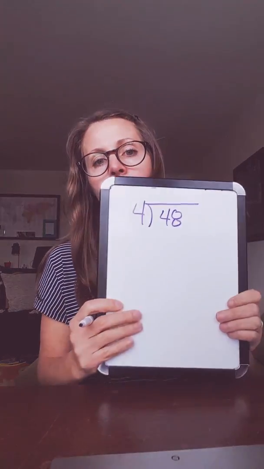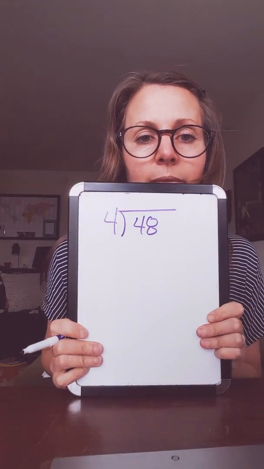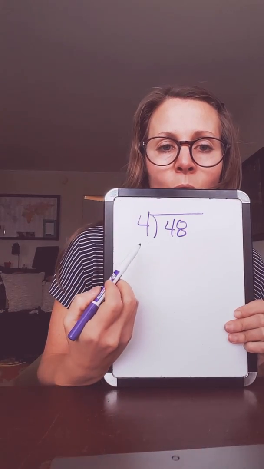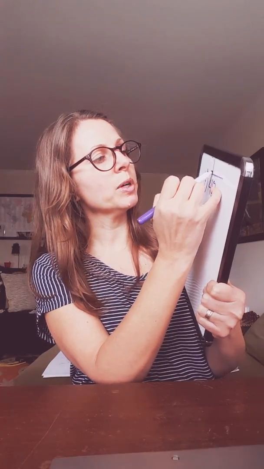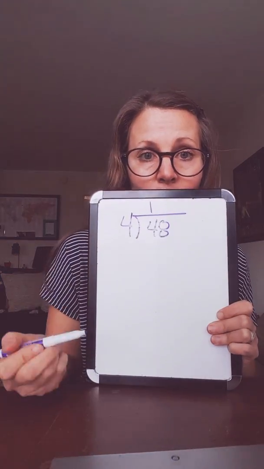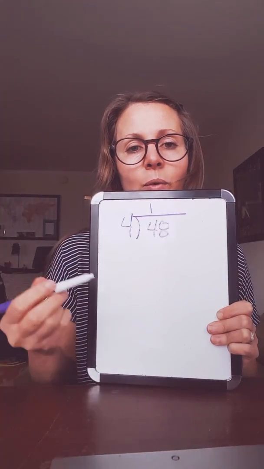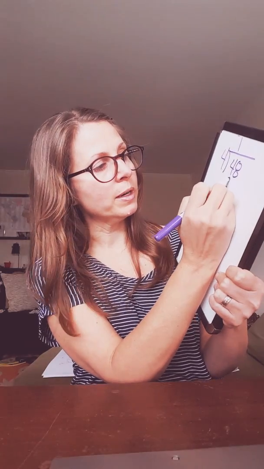And our next one was 48 divided by 4. So we know the 4 goes on the outside because it's the divisor, and the 48 goes inside the diving board because it's the dividend. Okay? 4 can go into 4 one time. So we're going to put it over the 4 because it's going into the 4. 4 times 1 is 4.